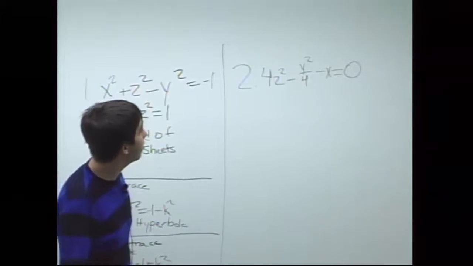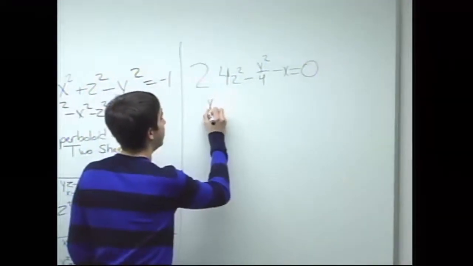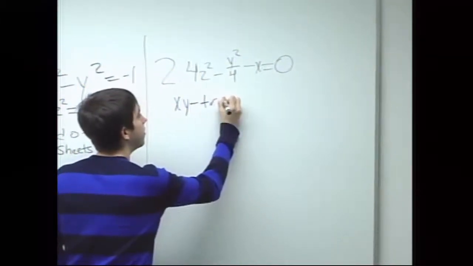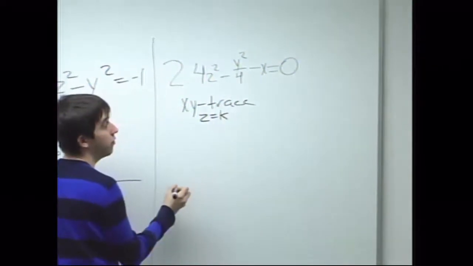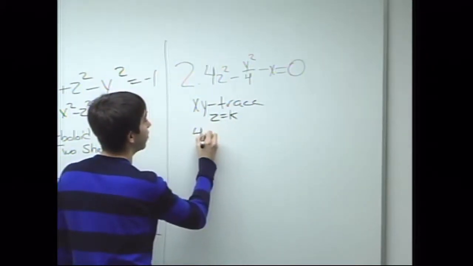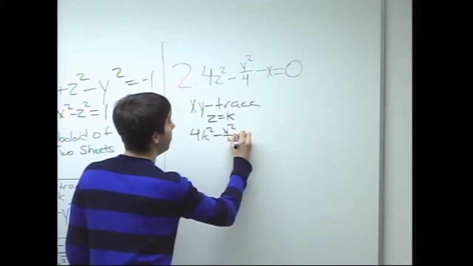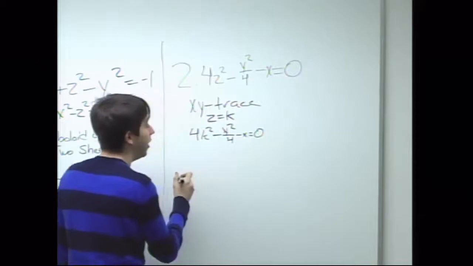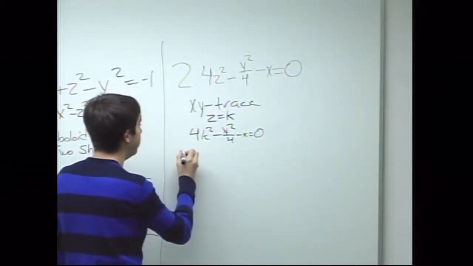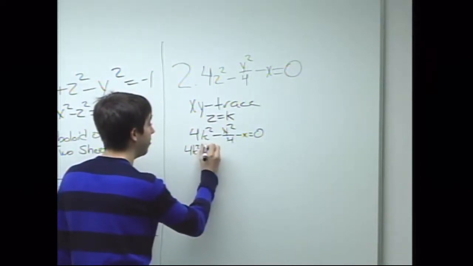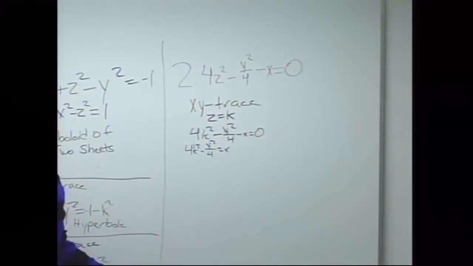So the first thing that we're going to want to do is identify the traces. Again, we're going to do the xy trace first. That means z is equal to a constant. If you plug that in, you get 4 times a constant squared minus y squared over 4 minus x equals 0. If I add x to the other side, you end up getting 4k squared minus y squared over 4 is equal to x, which is just the equation for a parabola.